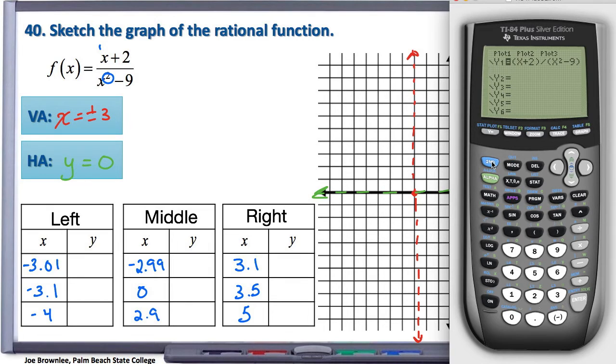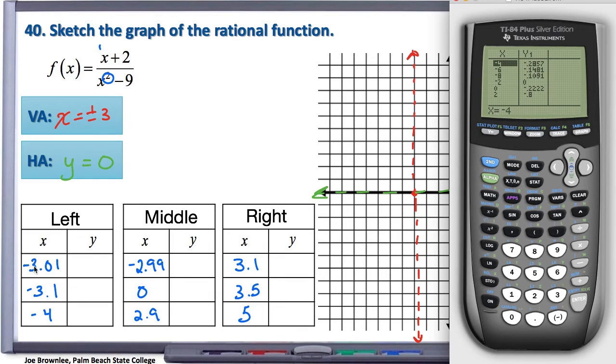Again, make sure that your table set, your independent variable, is set to ask. So hit second, table set, and make sure the independent variable is set to ask, so that when you click on second and table and you're given the table, we can input various X values automatically. Otherwise, you won't be able to input X values.